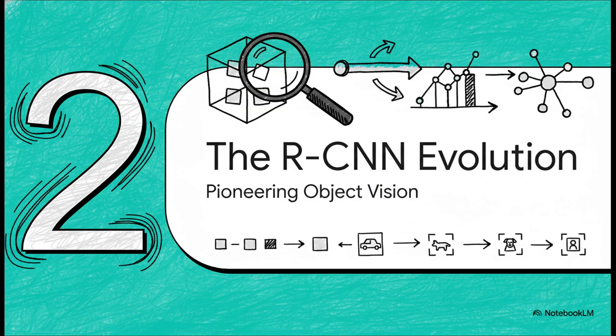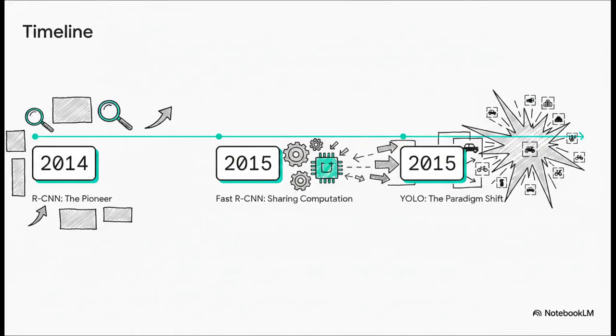Section 2, the RCNN evolution. You really have to appreciate just how insanely fast this field moved. The timeline is just incredibly condensed. In 2014, we got the original RCNN pioneer. Then, literally just 1 year later in 2015, we get Fast RCNN, which was followed almost immediately by a total paradigm shift with YOLO. It was a wild, frantic period of innovation. Let's unpack what actually happened there.